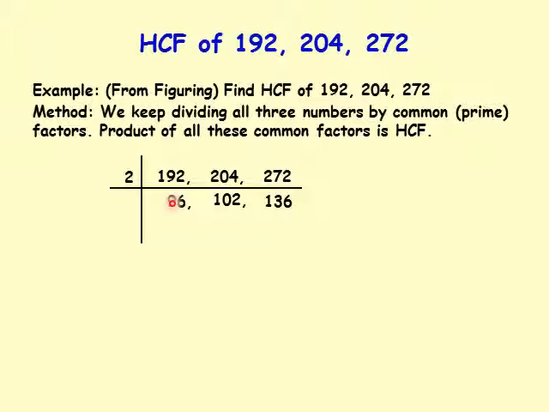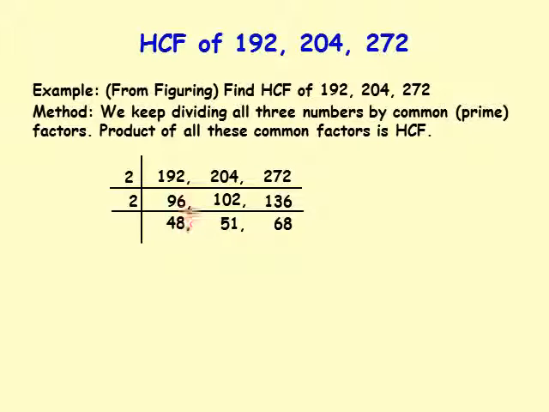They have another common factor of 2. 2 is a prime number, so this is my second prime factor. Next time again we divide by 2. Let's continue. When you divide 96 by 2, what do you get? 48. If I divide 102 by 2, what do we get? I got 51. Then repeat the same for 136. I get 68.